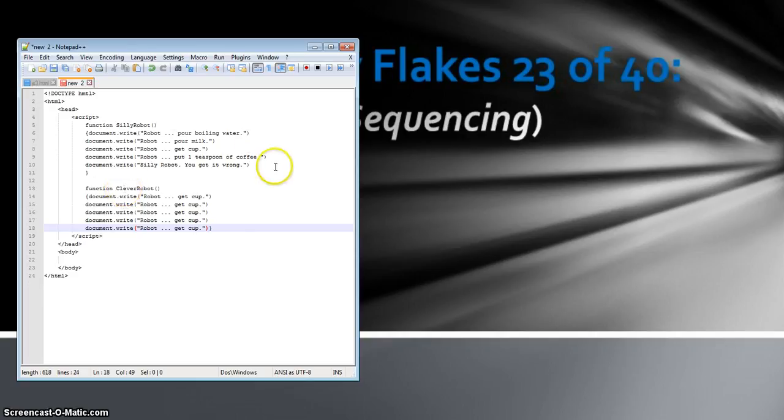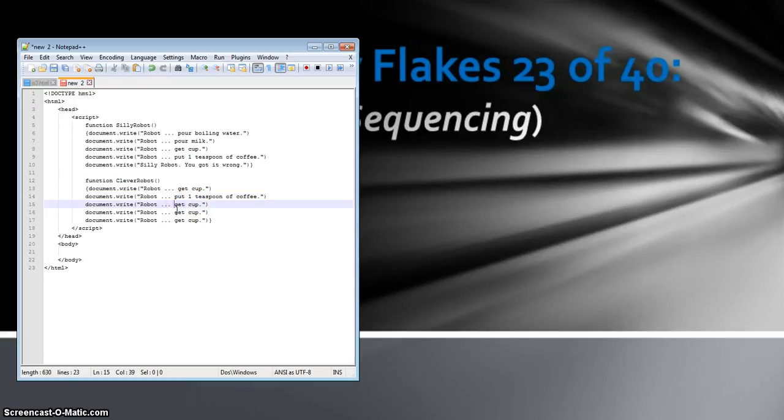Okay, let's keep this tidy as well. Right, now this case gets a cup. This time robot put the coffee next. Put 1 teaspoon of coffee. Same instruction, but in the proper sequence this time. Okay, and then we're going to pour boiling water. Pour boiling water. Okay, and then we're going to pour some milk.